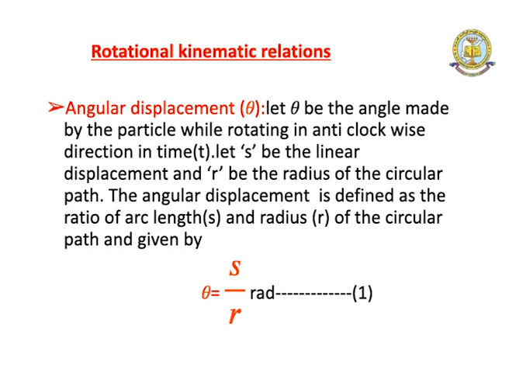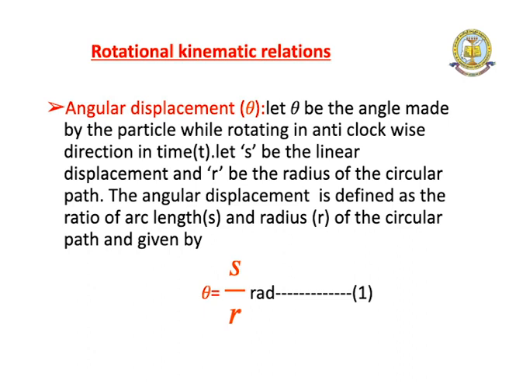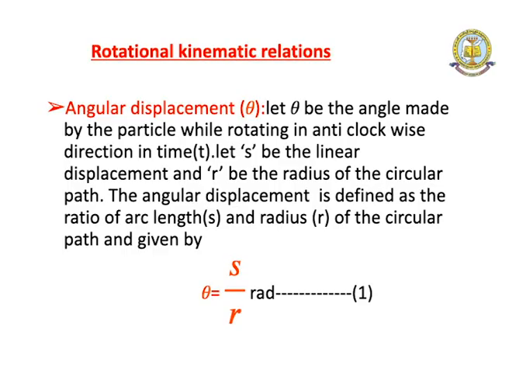The linear displacement is s, and the position vector OP has distance r, and theta is the angle between them. Within time t, in the anti-clockwise direction, let s be the linear displacement and r the radius of the circular path. The angular displacement is defined as the ratio of the arc length to the radius of the circular path, given by theta is equal to s by r.